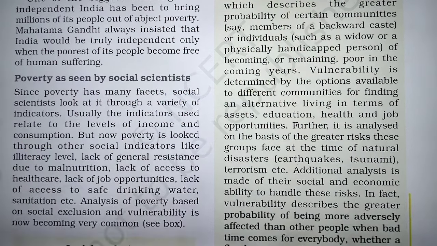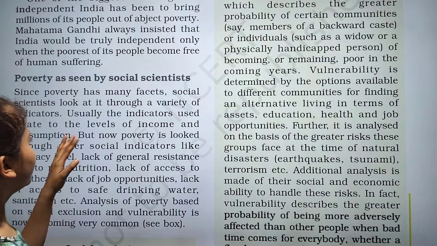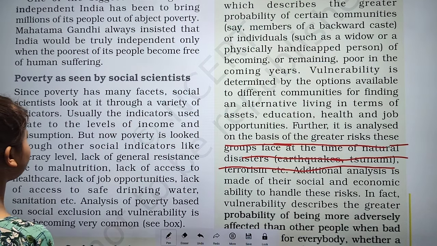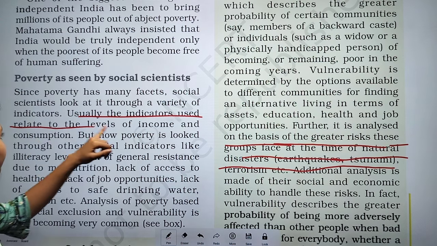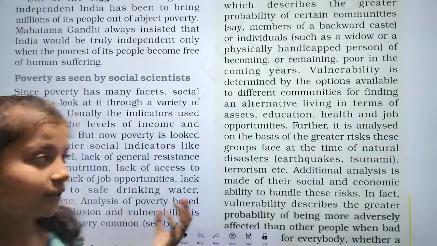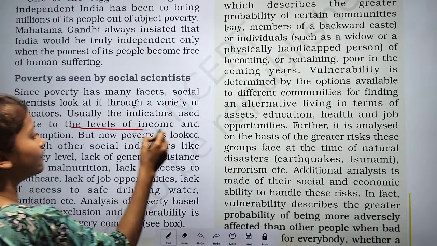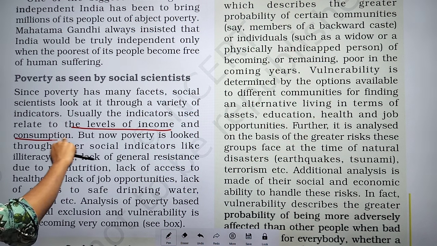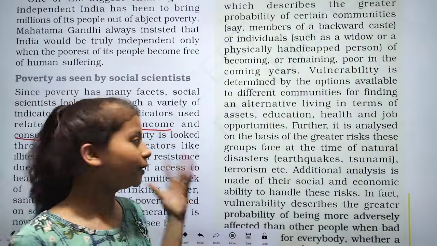Usually the indicators used relate to the level of income and consumption. I have given the example of a man whose payment is decreasing simultaneously. And consumption also, if he is not saving money.